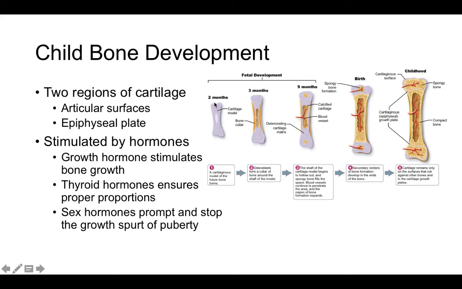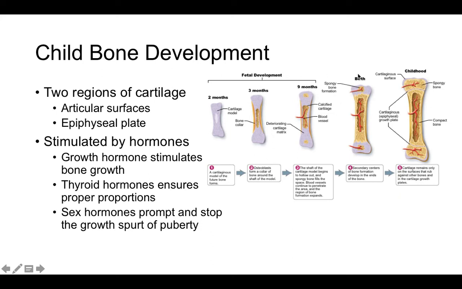Now, if we look over here at this picture, you can see that at 2 months during fetal development, it is simply a collagenous model, where the collagen and the cartilage lay down this very bendy matrix. And at about 3 months, the bone collar begins from the inside and outside, laying down the hydroxyapatite in order to make the bones hard. At 9 months, you can see that a large proportion of the bone is in fact still cartilage.